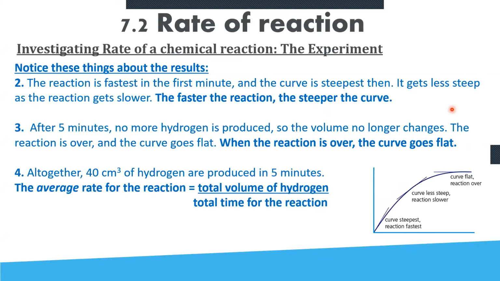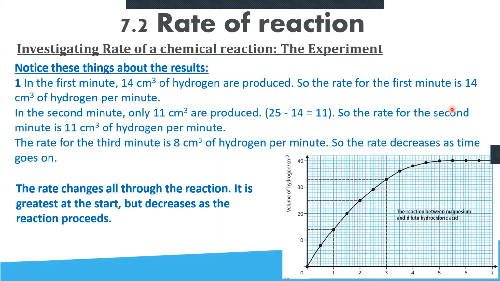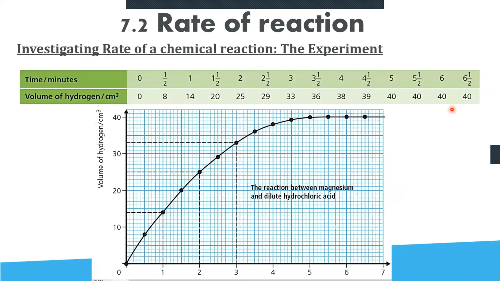So if you are to find the average rate of reaction for the whole reaction, this is the formula that you have to use. The total volume of hydrogen produced divided by the total time for the reaction took place. So by looking at the graph, can you tell me what will be the average rate of reaction? Can you identify? It is the total volume divided by total time. What will be the amount?